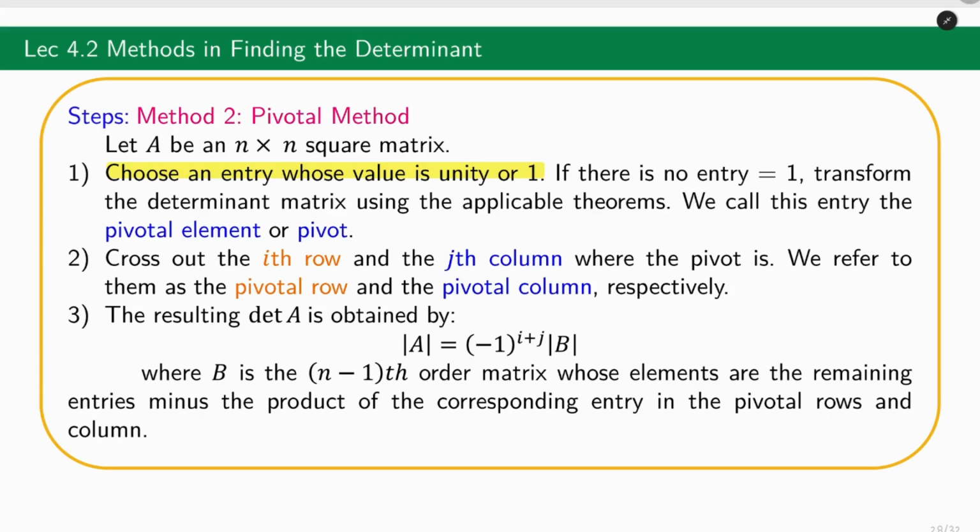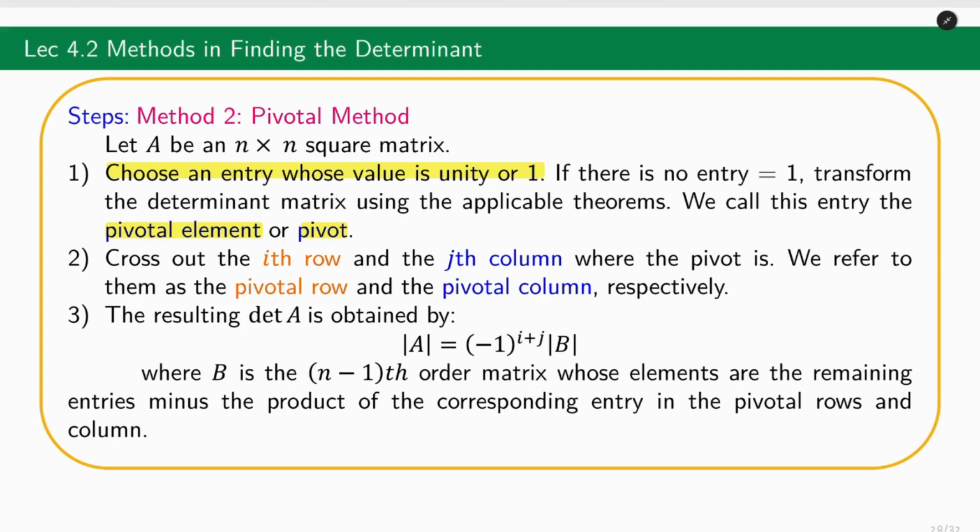If there is no entry that is equal to 1, transform the determinant matrix using the applicable theorems. We call this entry the pivotal element, or simply the pivot. Cross out the ith row and the jth column where the pivot is. We refer to them as the pivotal row and the pivotal column respectively.